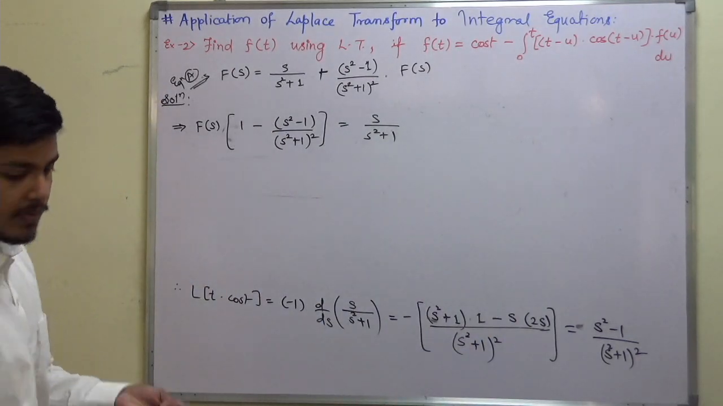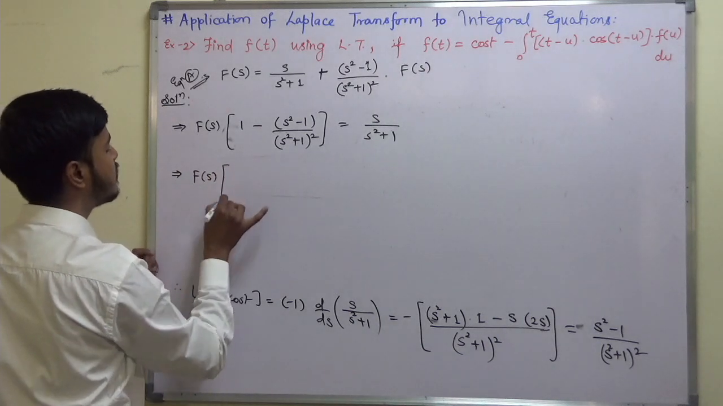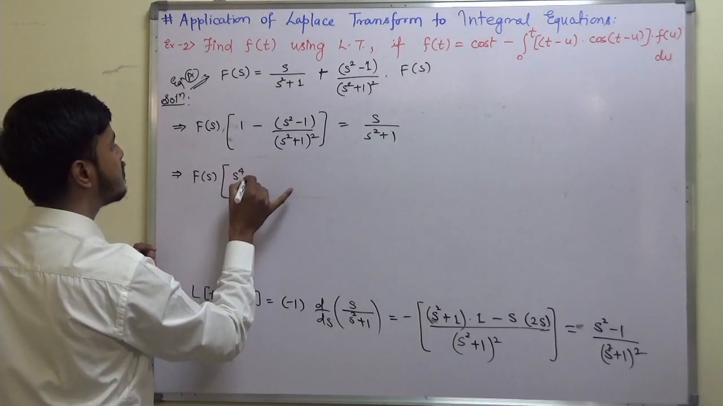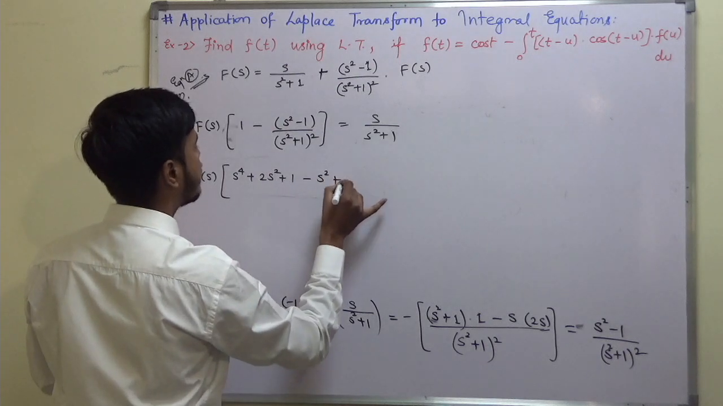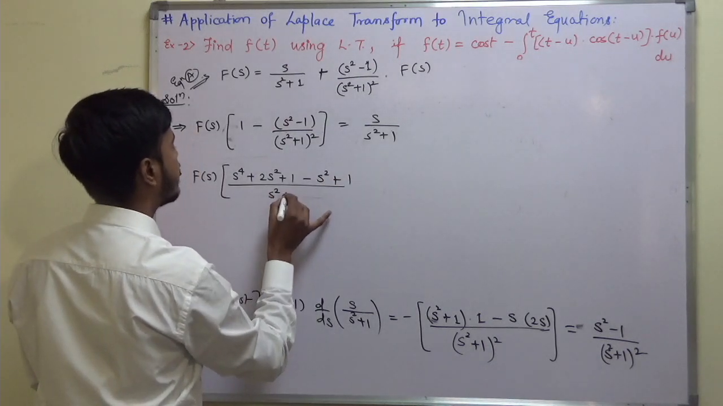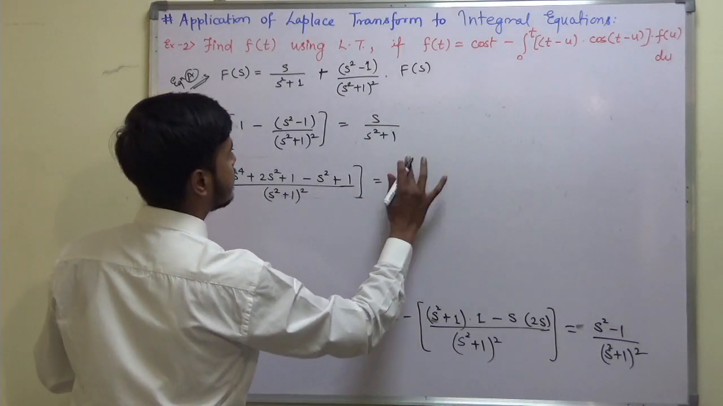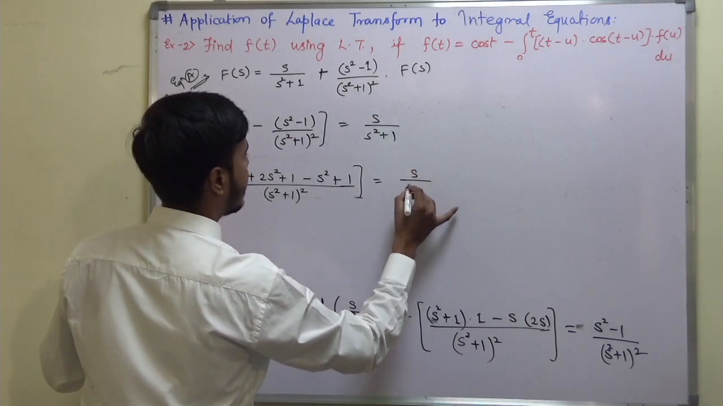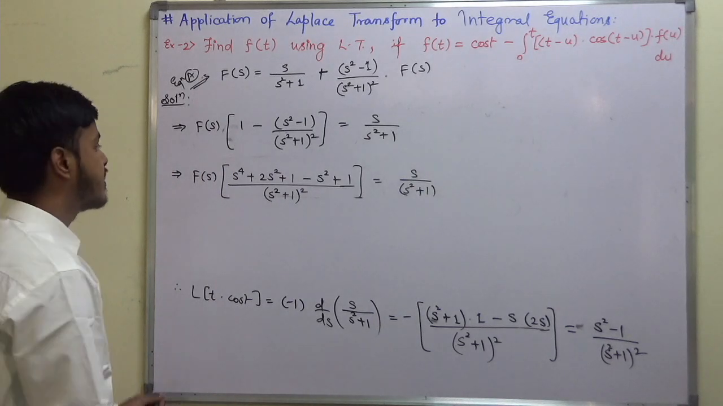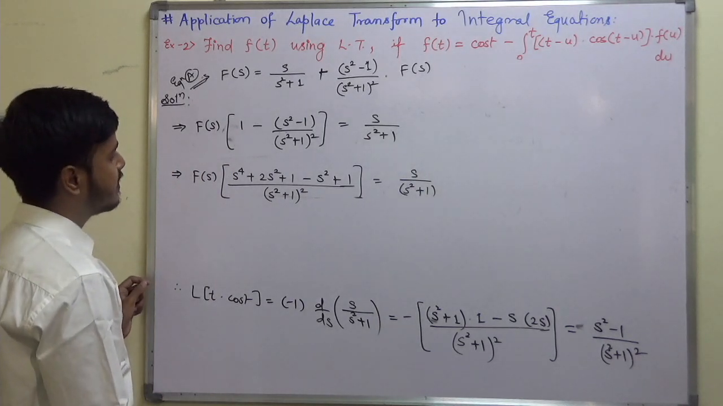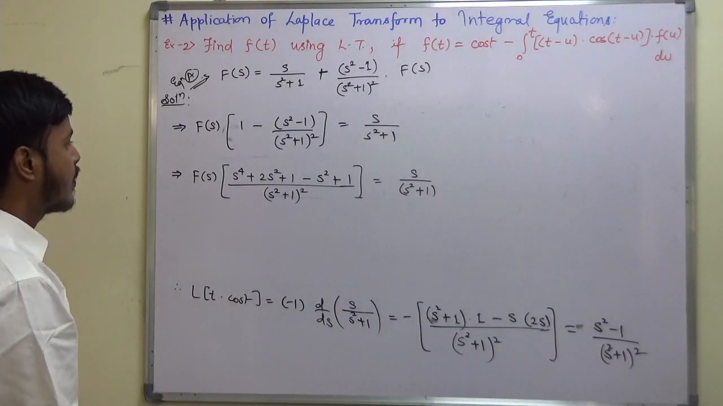So now you can just take the LCM of that. So f of s is equal to, applying here, s to the power 4 plus 2s square plus 1 minus s square plus 1 upon s square plus 1 whole square, and here it is s upon s square plus 1. Simple. Now some term will get cancelled. At least one term will get cancelled, s square plus 1.